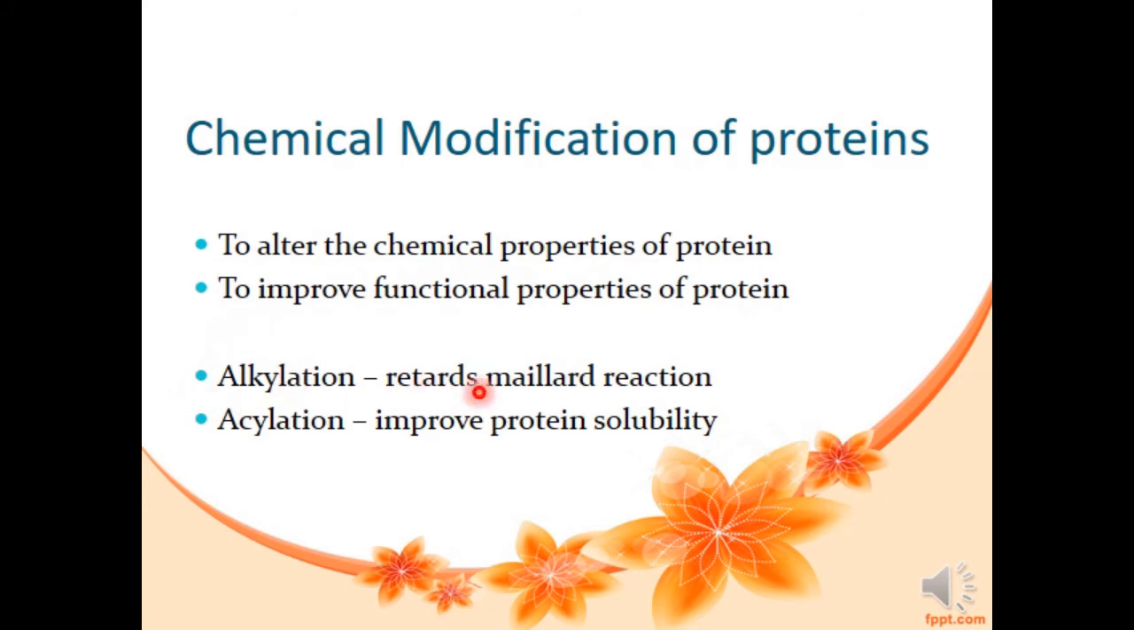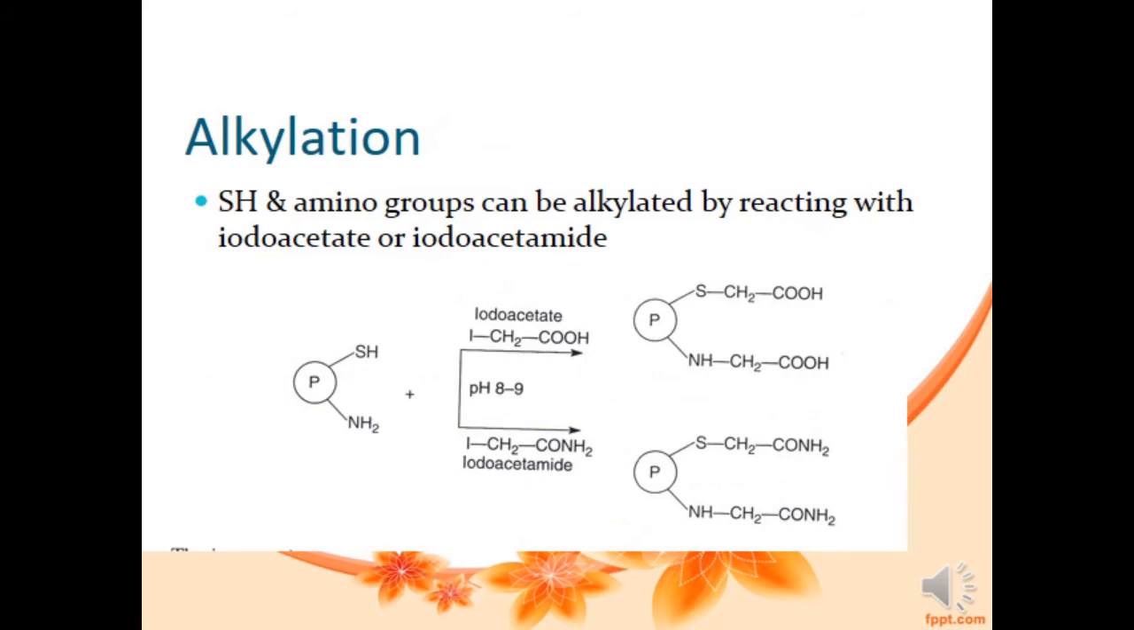For example, alkylation retards malabsorption. Acylation improves protein solubility. Therefore, if protein solubility is improved, the digestion will also improve. Several side chains of proteins are reactive, and an example is the lysyl group. This lysyl residue is the amino acid residue of lysine. These lysyl residues are one of the reactive side chains. Another one is the SH group of the cysteine amino acid.